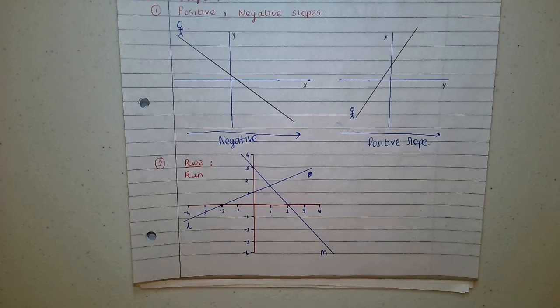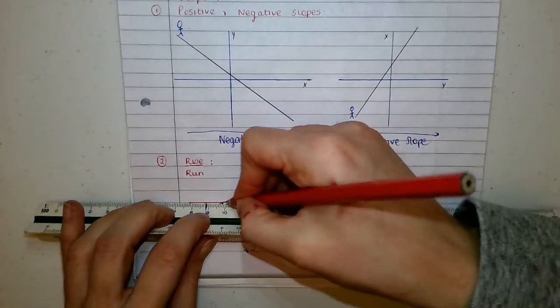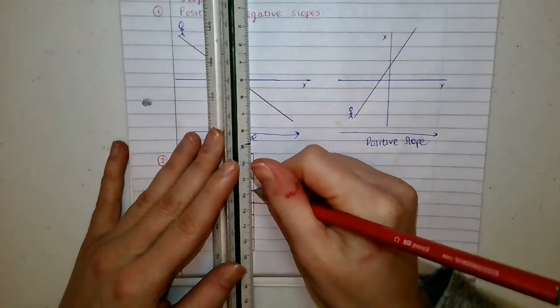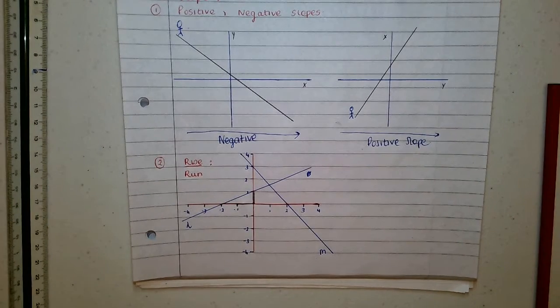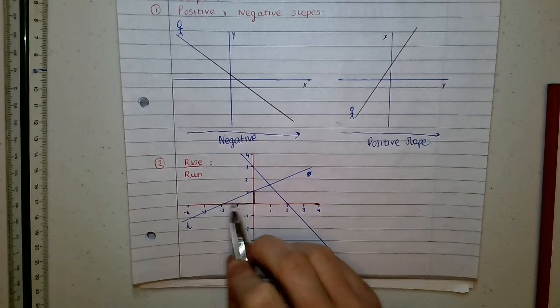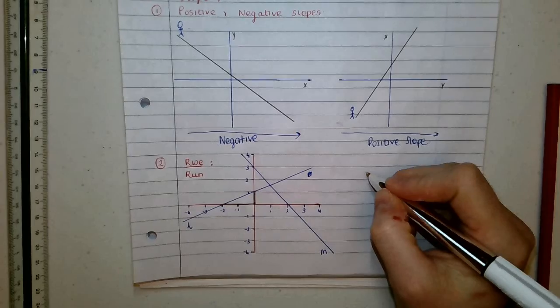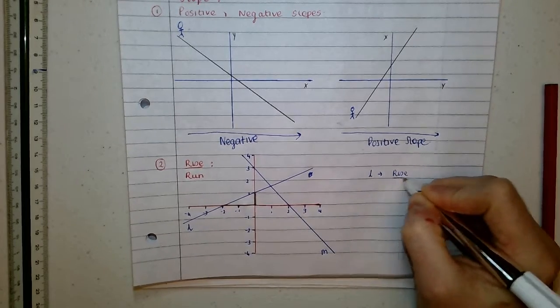If we draw a right angle triangle on any part of L, so there's one actually already drawn for us here, we're just going to reinforce that there. This is our little right angle triangle. Now it can be drawn anywhere on the line. We can see here that this is running by 2, so if we look at line L and we use the rise over run concept.